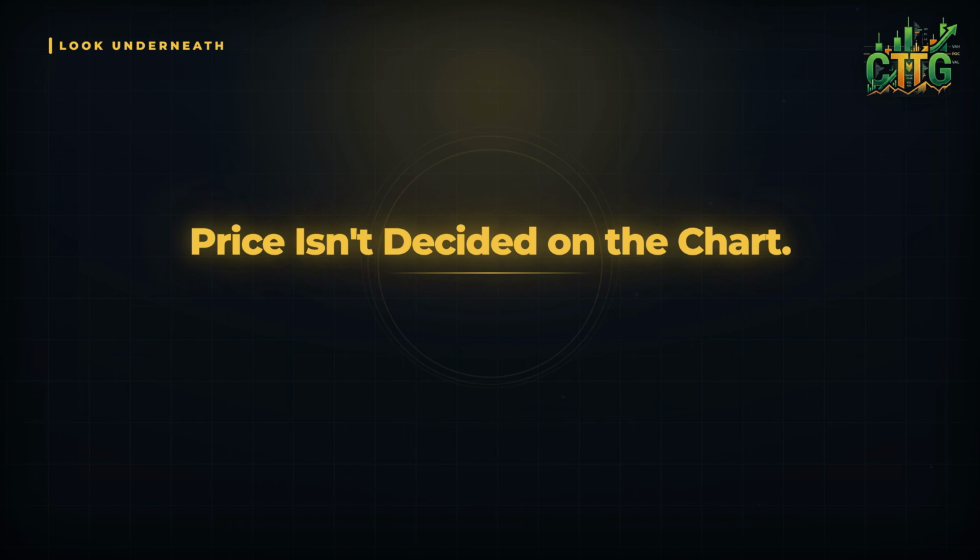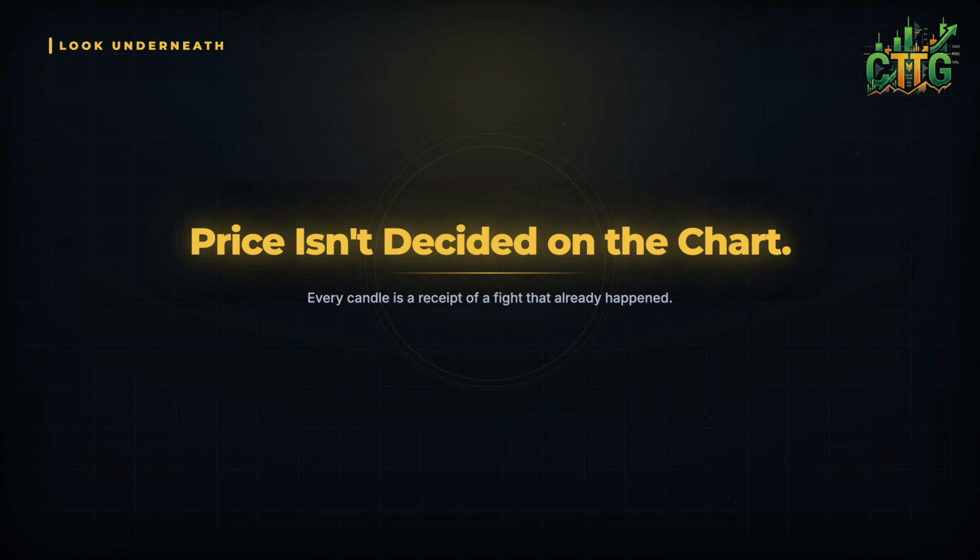Every candle on your chart is a receipt. It tells you what already happened. But price isn't decided on the chart. It's decided in the order book, the DOM, the depth of market. That's where every buyer and every seller in the world meets, and where every tick in NQ and ES is born. Most traders stare at candles their whole career and never once look underneath.